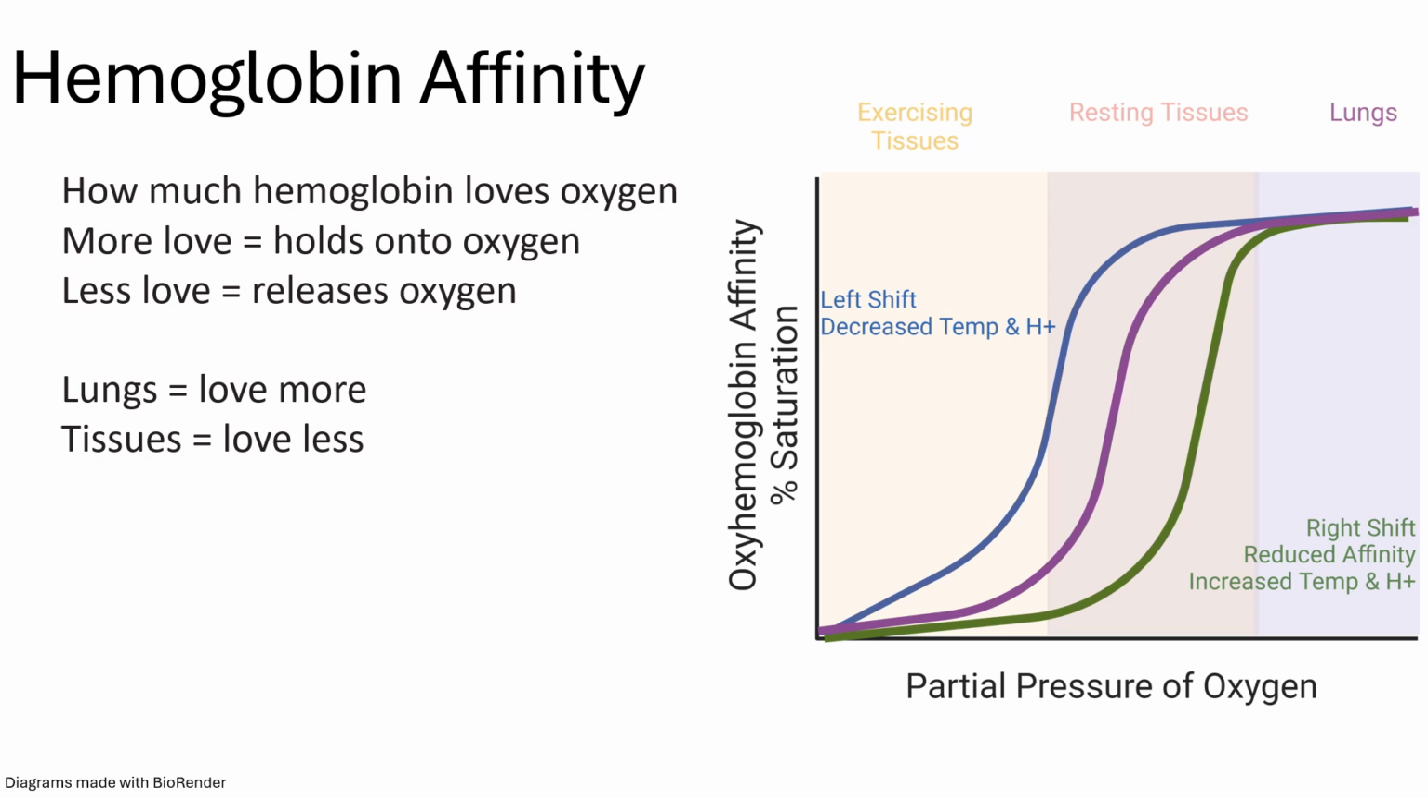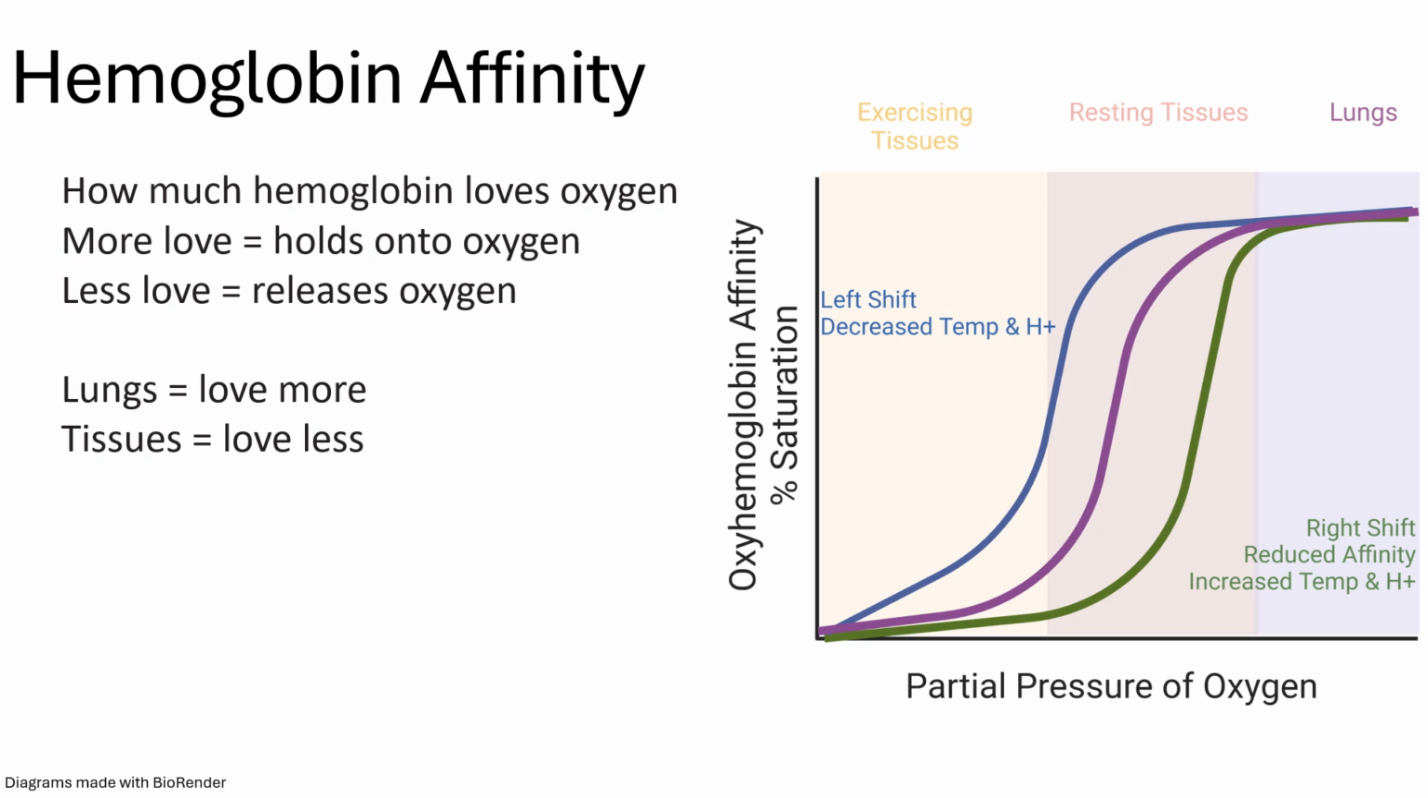Hemoglobin affinity refers to the love of oxygen by hemoglobin. So high affinity means that the conditions are perfect for hemoglobin to love oxygen and load up on as much as it can get. High affinity also refers to how tightly hemoglobin will hold on to the oxygen. When hemoglobin has low affinity, it hates oxygen, will refuse to pick it up, and it will also refuse to hold on to any of it.